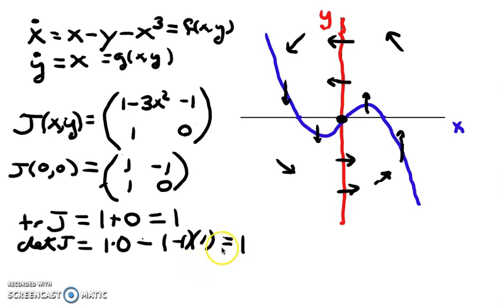Now, because the trace is positive, straight away we know that the stability condition is not satisfied. Recall the stability condition is that the trace needs to be negative and the determinant needs to be positive. Both things need to be true. So the positive trace tells us that it's an unstable steady state.